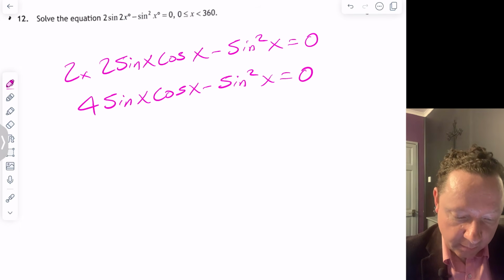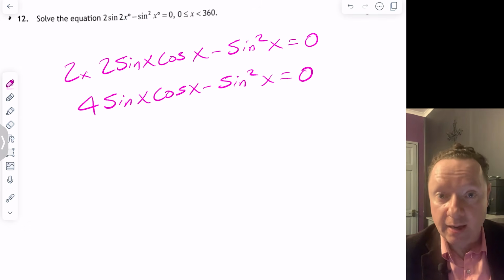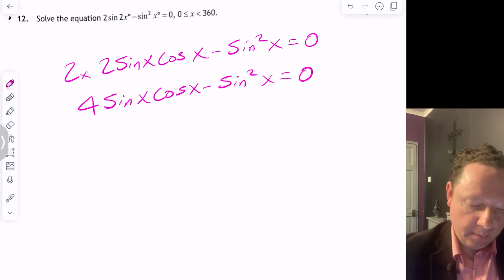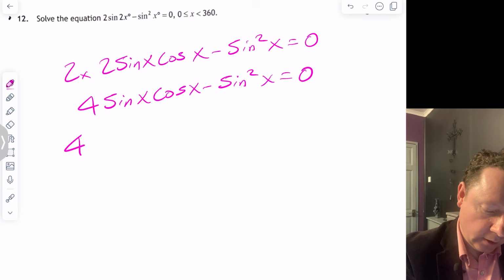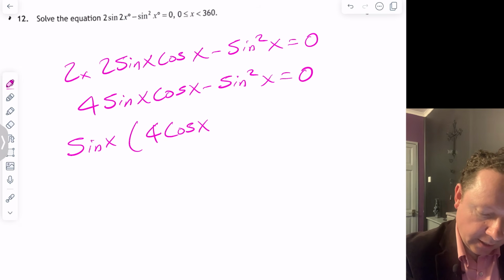So if I divide by cos, you're going to, in a minute, once I take a common factor out, you'll see what's going to happen. So that's the route I'm going to take. I'm going to take a common factor out of, not 4 of course, just sine x. And I get 4 cos x minus sine x equals 0.